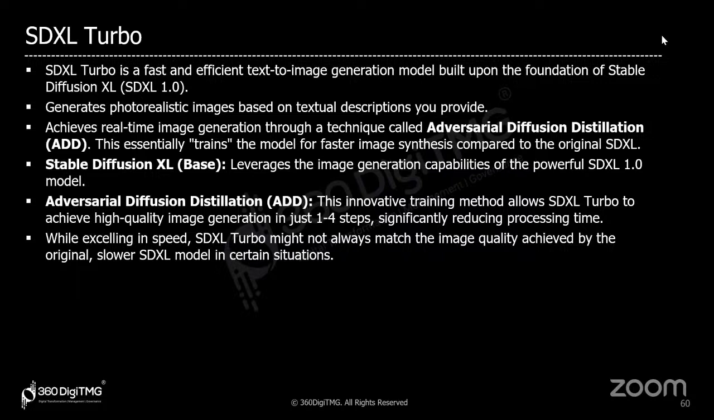Here, SDXL Turbo is a fast and efficient text-to-image generation model. It is built on the foundation of a stable diffusion model, which is SDXL 1.0. It will generate photorealistic images based on a textual description. Whatever textual description or prompt you provide, it will generate images dependent on that.